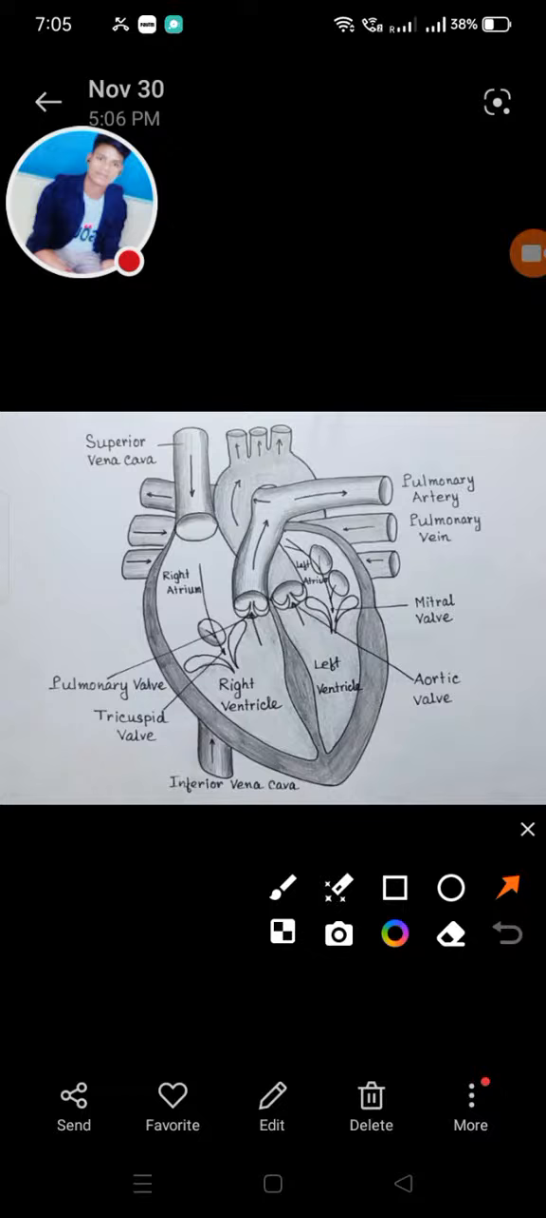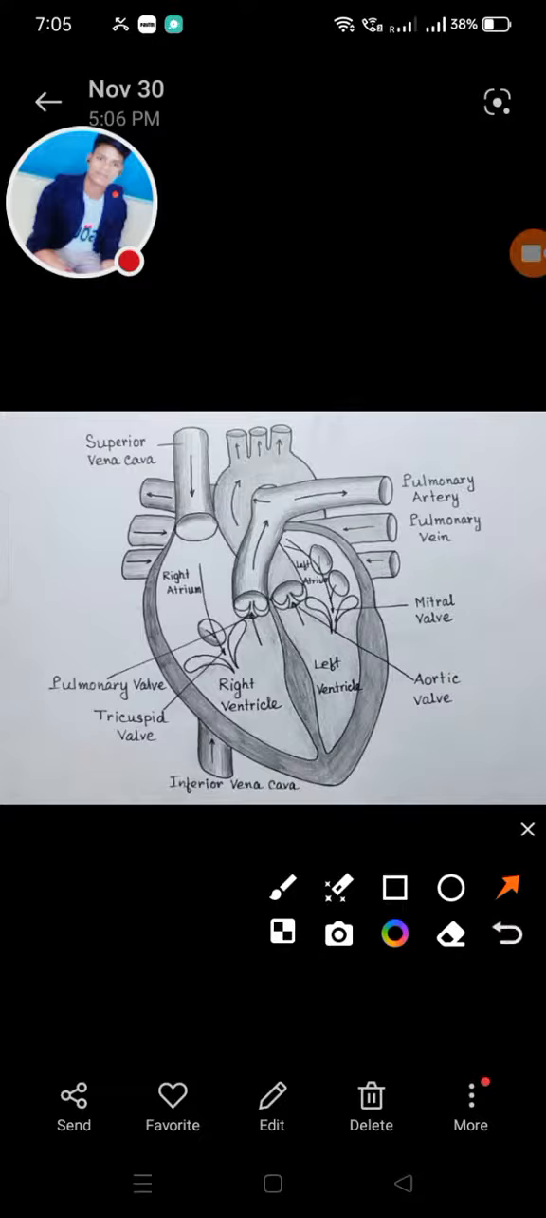Sometimes they ask what is the largest vein in the heart? It is the pulmonary vein. Which is the largest artery? It is the aorta. Like this they sometimes ask meaning questions. Next we are starting the heart circulation process.